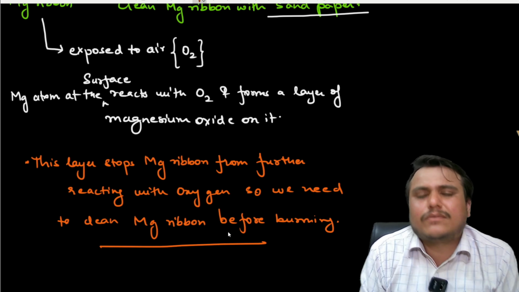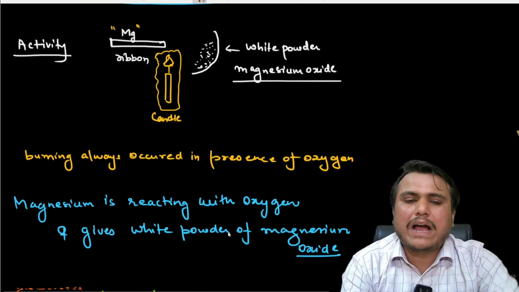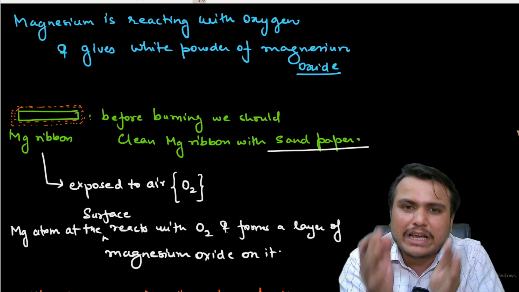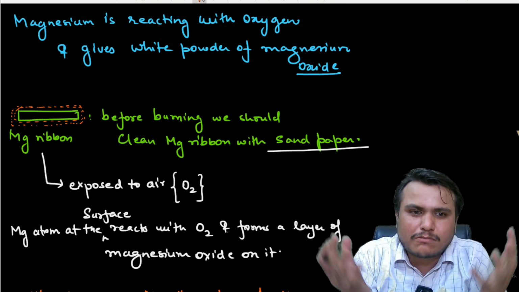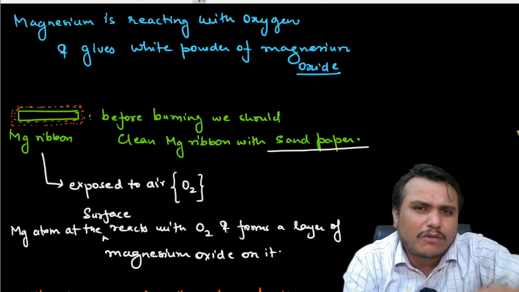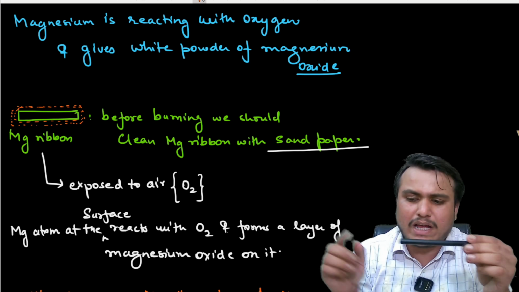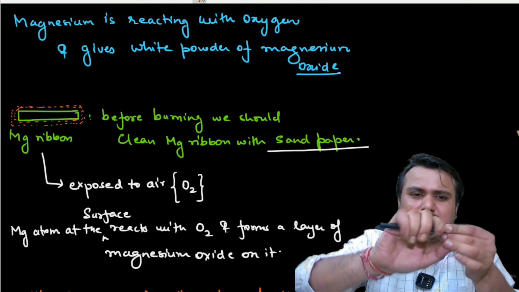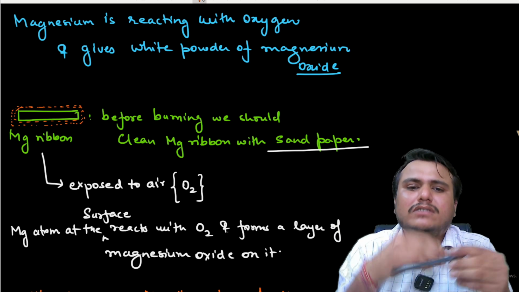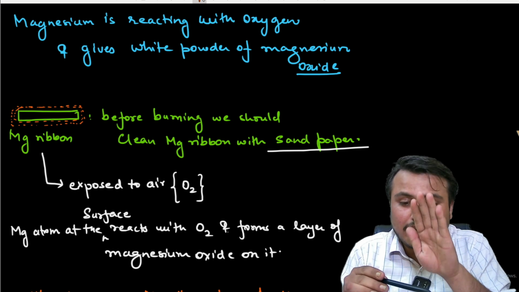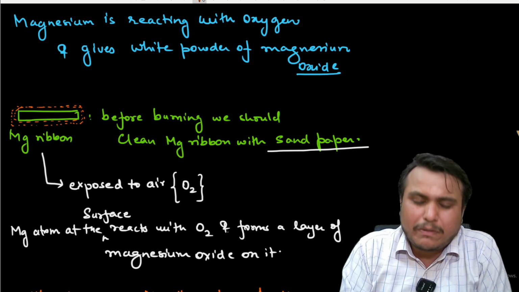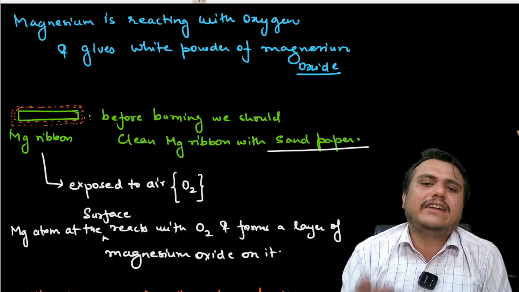Is that clear to you all? So why do we need to clean the magnesium ribbon? Because when the magnesium ribbon is exposed to air, it combines with oxygen molecules present in the atmosphere. Let's suppose this is the magnesium ribbon. A layer of magnesium oxide completely covers the surface. This whole pencil, the whole pen is covered by the magnesium oxide layer. This layer protects it from further reaction with oxygen.